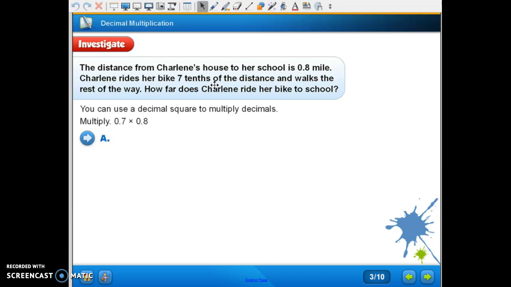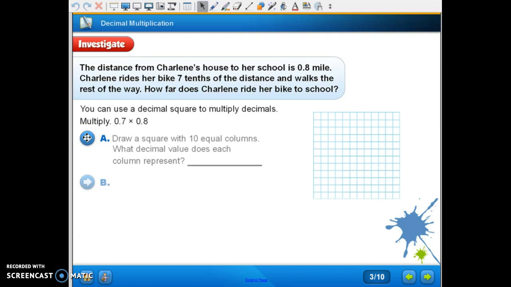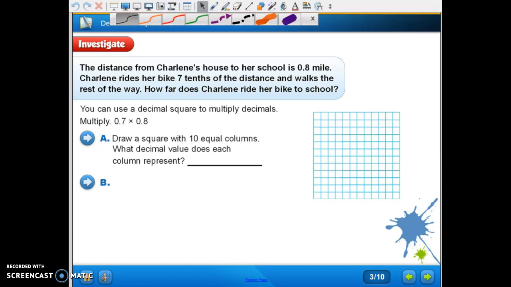Okay, you can use a decimal square to multiply decimals. Multiply 7/10 times 8/10. Draw a square with 10 equal parts, equal columns. What decimal value does each column represent? They already have this on your paper for you. What does each of these columns represent? 1/10. Okay, so 0.1.